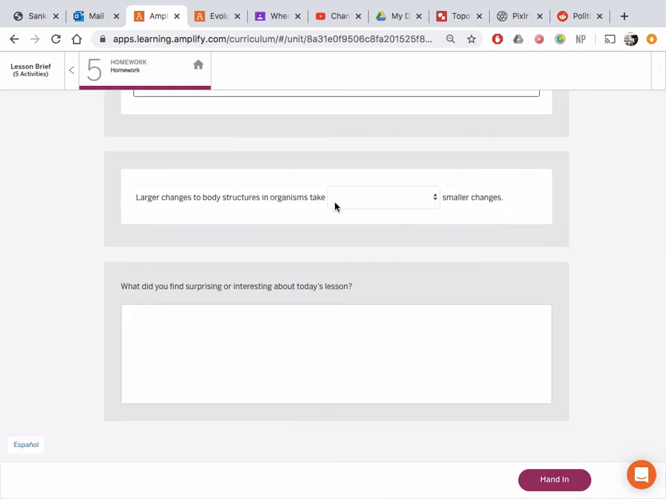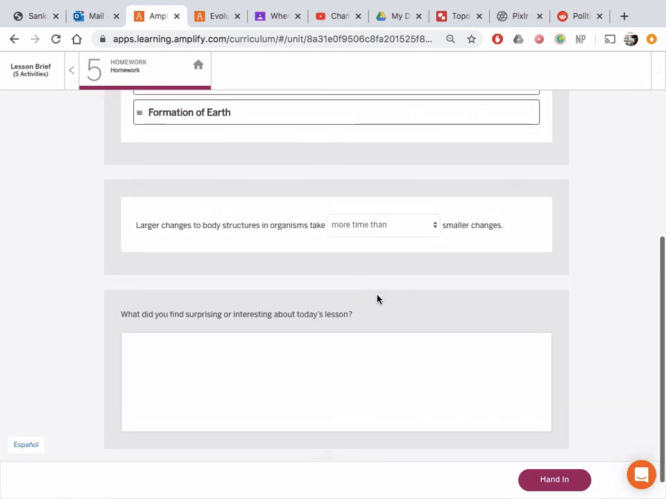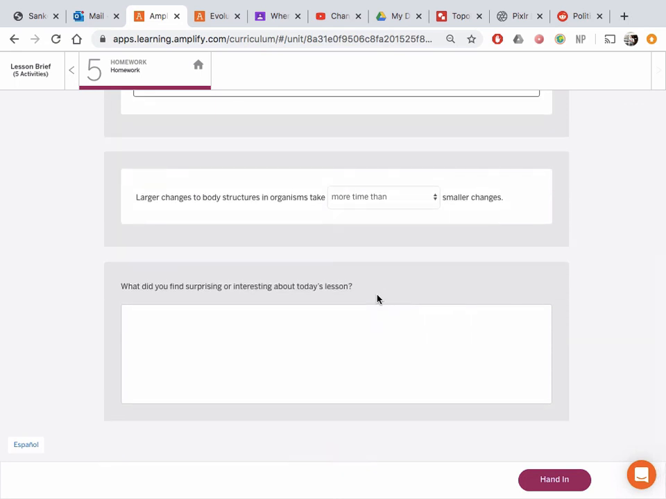Larger changes to body structures take more time. Common sense, guys. Complex things take time. What did you find surprising? So a lot of people find evolutionary time surprising, especially the fact that humans are so recent. Humans haven't been around for very long.